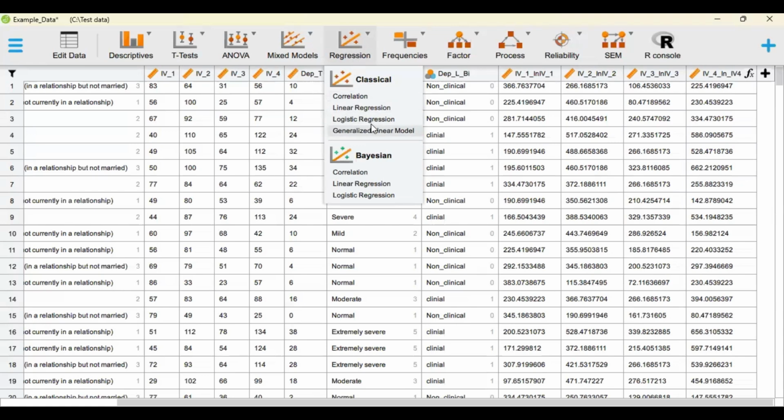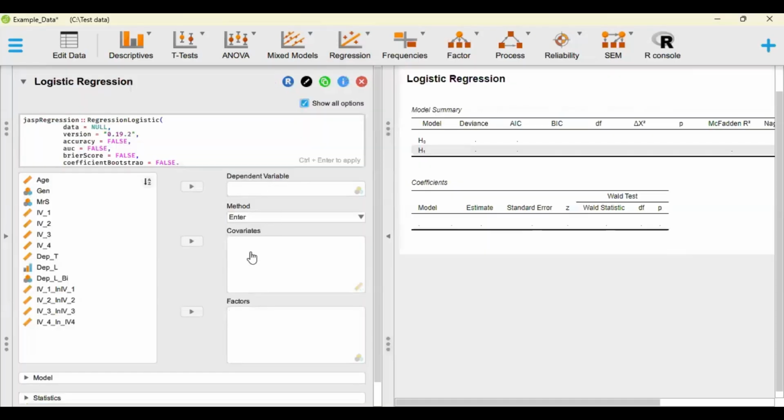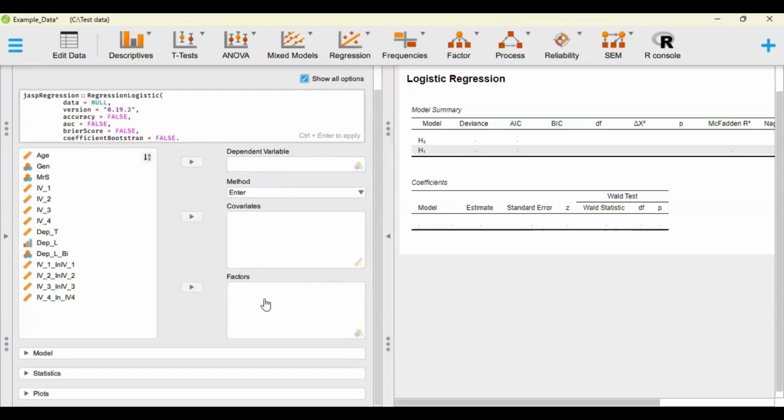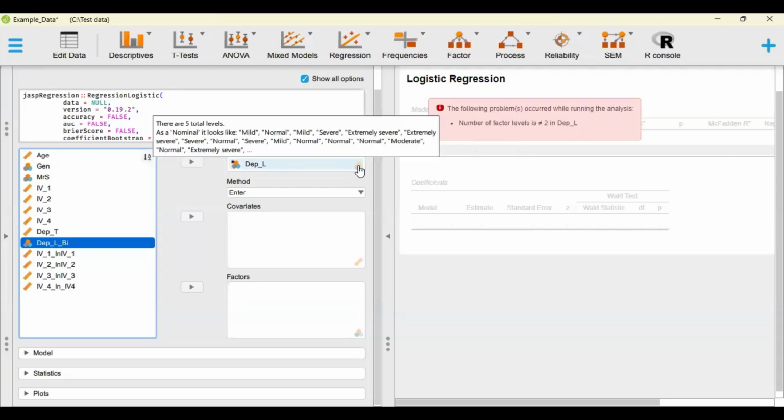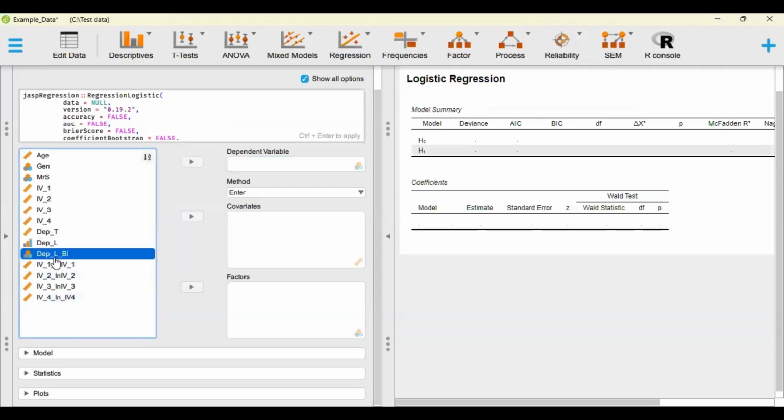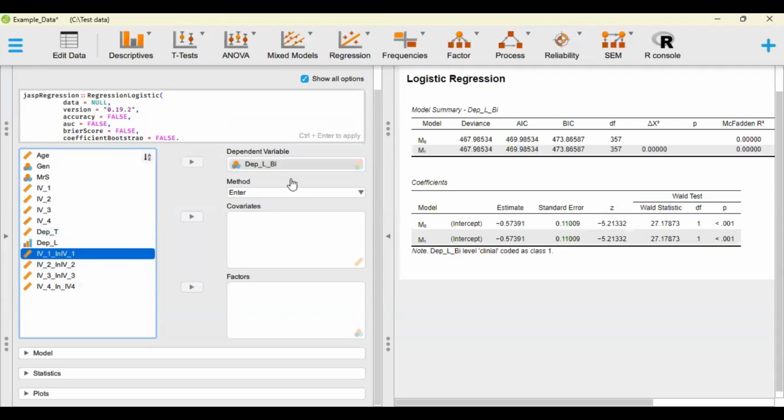So it's easy, going to regression, logistic regression, and as you can see, it's just about the binary logistic regression. JASP doesn't specify that, but this function only covers binary logistic regression. For example, if I put the ordinal variable here, you see that you get some errors. But I can put the binary version of my dependent variable, that is depression, with two levels. 0 is a non-clinical level of depression, 1 is clinical level of depression. So I put my DV here.